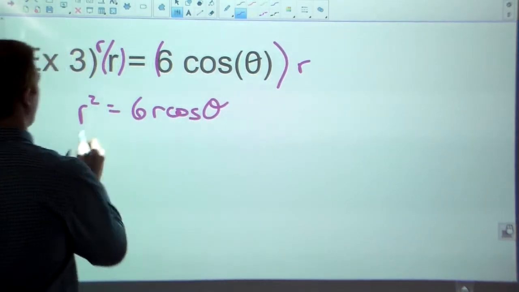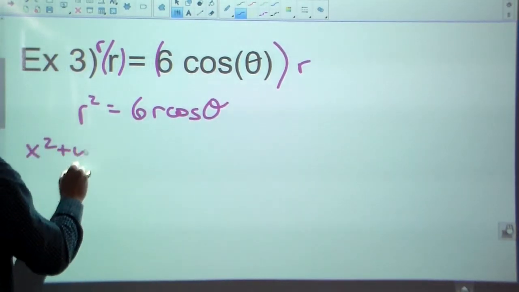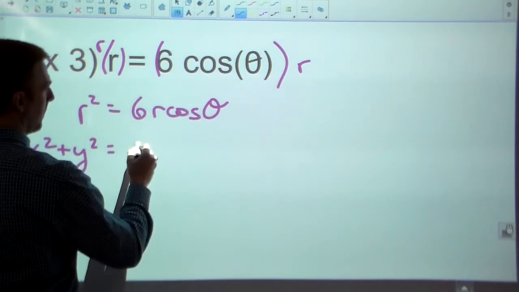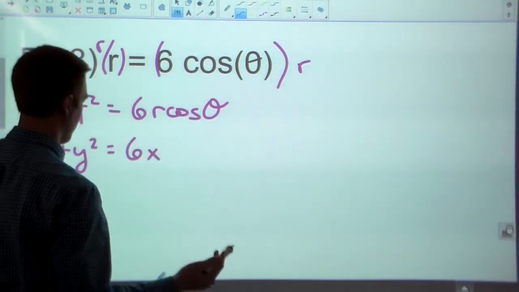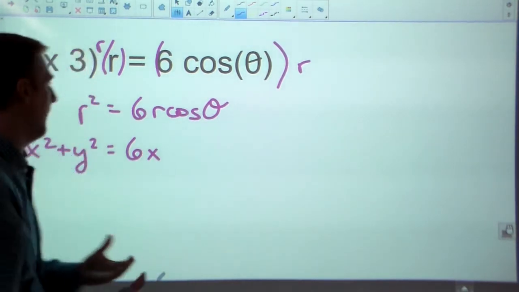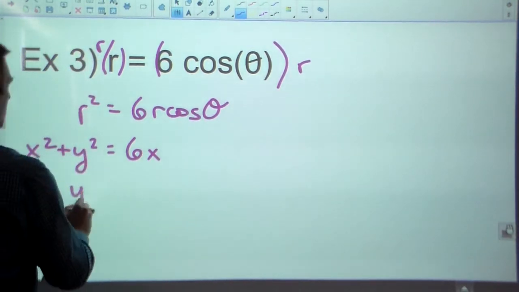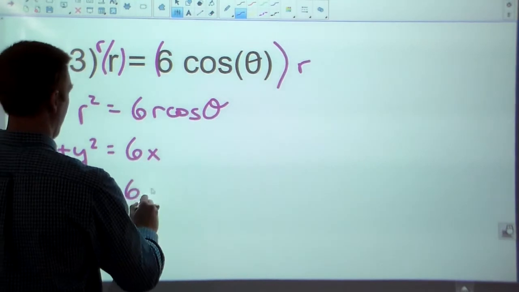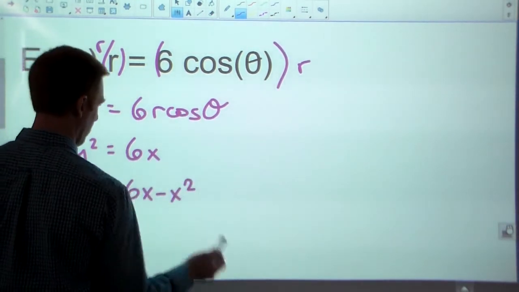And let's convert these down. So r squared is x squared plus y squared. And r cosine theta is x, so that's 6x. I'm trying to make this a normal function, so I want to solve for y. All right, so y squared would be 6x minus x squared.